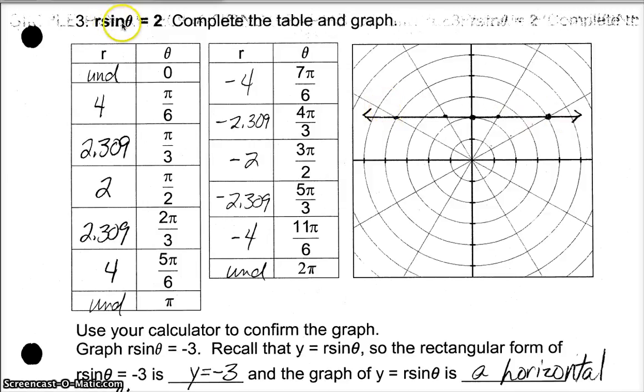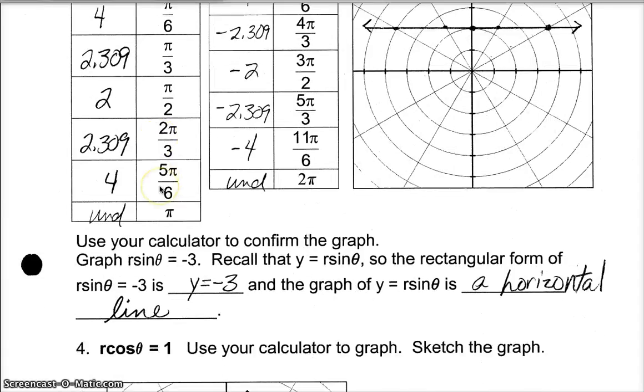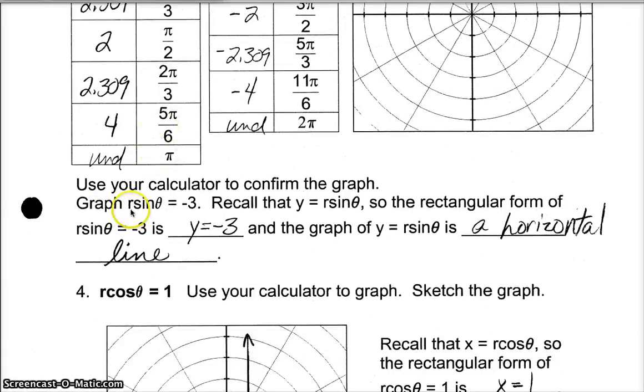So again, r sine theta is the same as y. So if here we said to graph r sine theta equals negative 3, well, that's just saying to graph y equals negative 3. That's a horizontal line. So therefore, it should just be going through negative 3. We would go down 1, 2, 3 if we look at this graph up here, and we would draw a horizontal line this way. Okay, what if we change it?